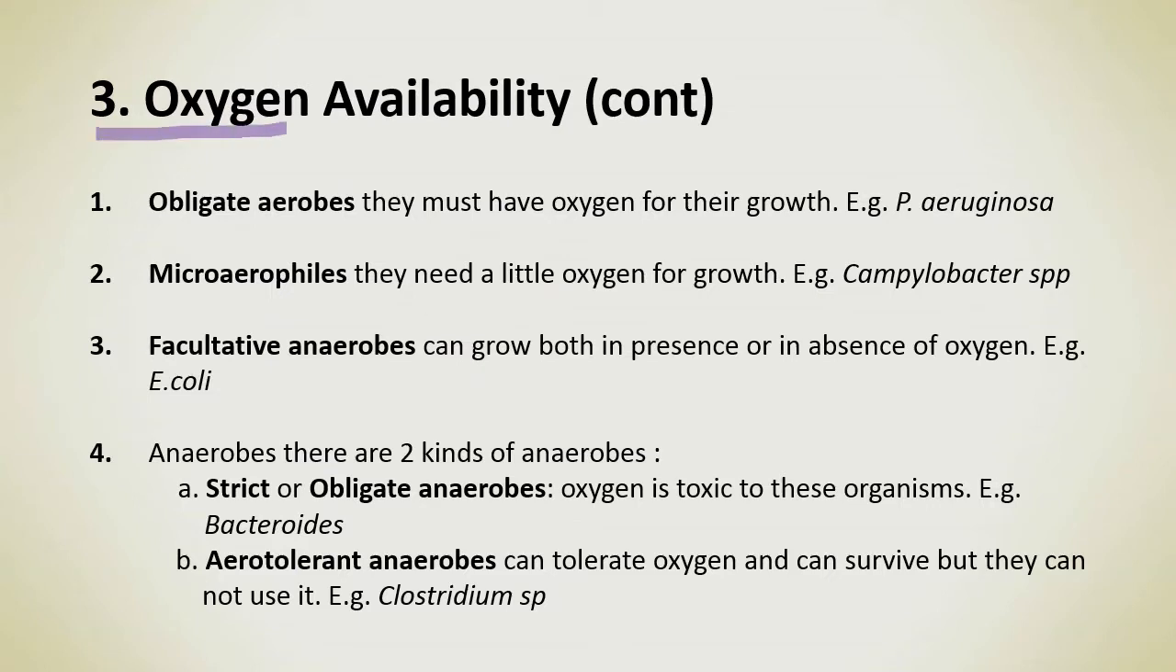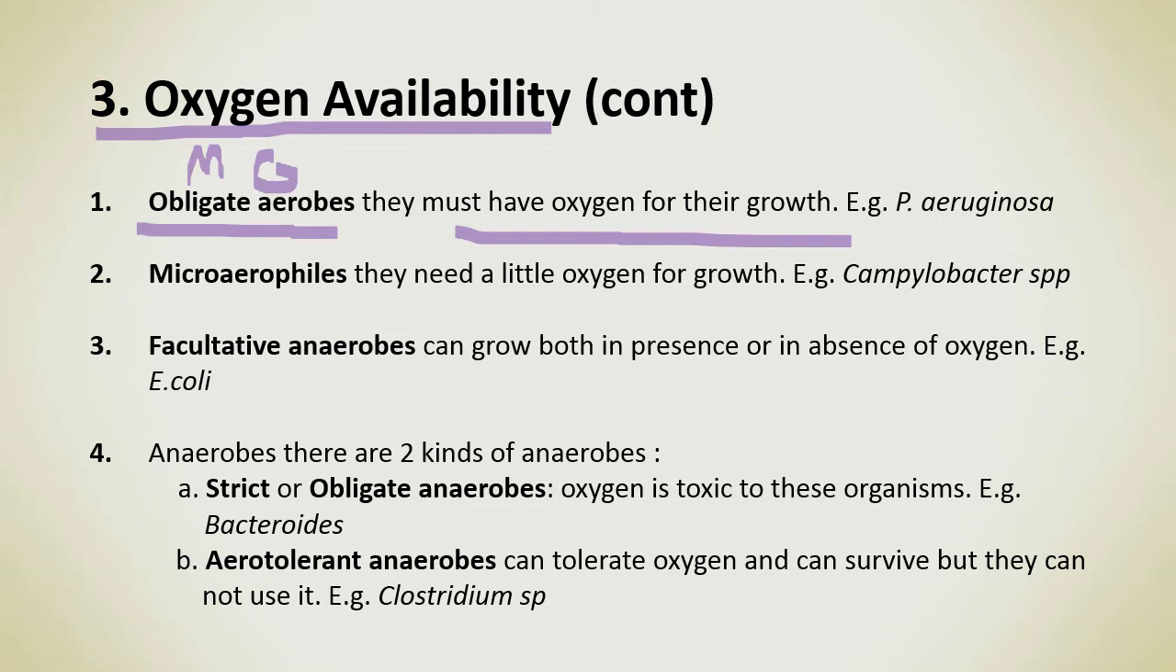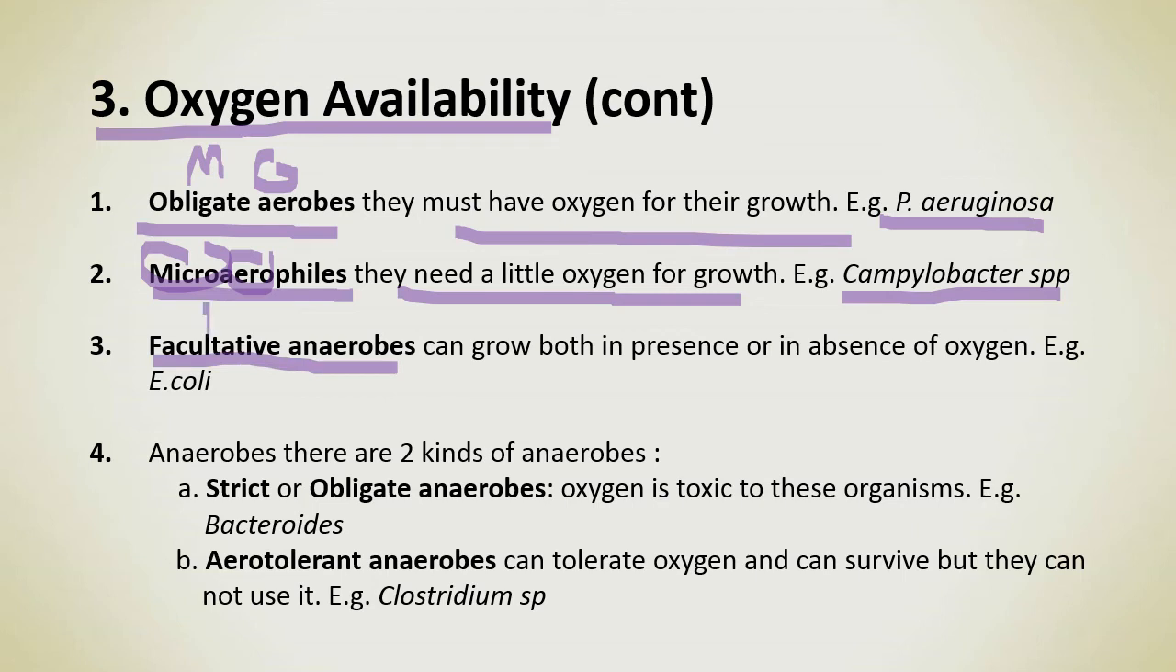Okay, microorganisms can be classified into a few clusters according to their oxygen need. Let's look at obligate aerobes, which must have oxygen for their growth. Obligate means it must, aerobe means it needs oxygen. For example, Pseudomonas aeruginosa. Microaerophile: micro means small, aerophile means oxygen, so they need little oxygen for growth. For example, Campylobacter species. Facultative anaerobe: facultative means adaptable or flexible, and anaerobe means they don't need oxygen, so they can grow both in the presence or absence of oxygen.